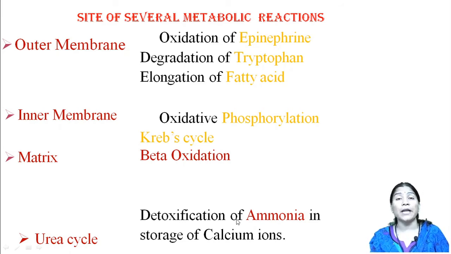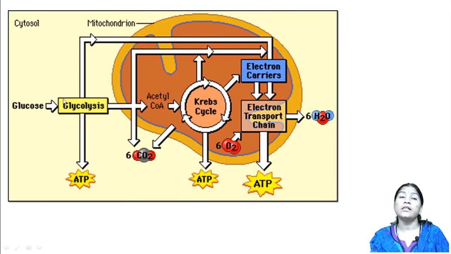Means these mitochondria have different metabolic reactions in their different components, like oxidation, degradation, elongation of some fatty acids, oxidative phosphorylation, Krebs cycle, beta oxidation, detoxification of ammonia and also storage of calcium ions.